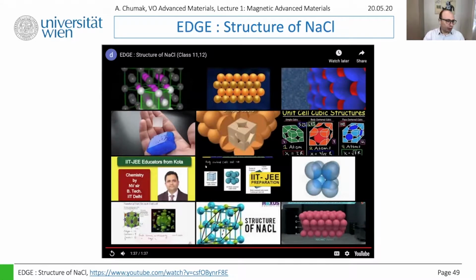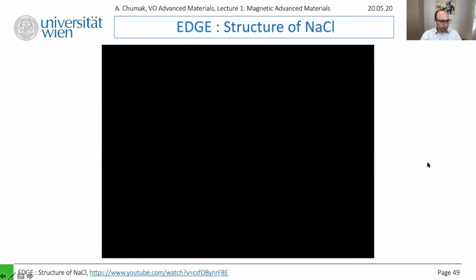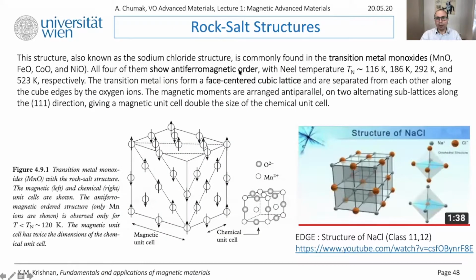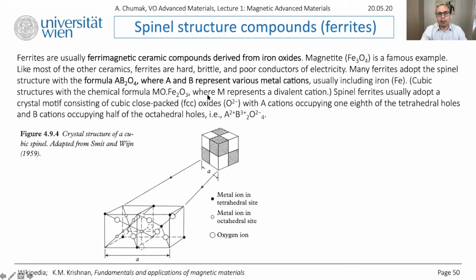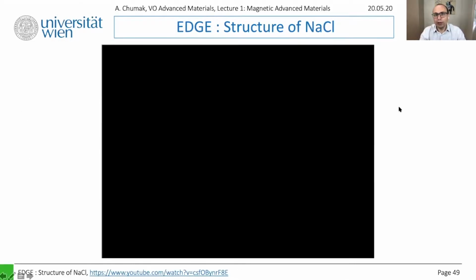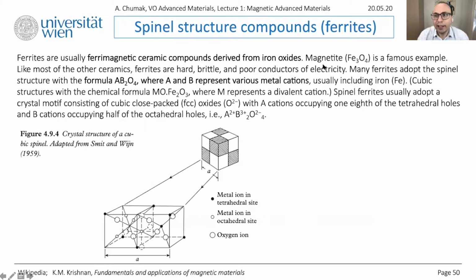Okay, so that was it about the crystallographic structure of these materials, which we name rock salt structures. And we are moving to the next. The next structure is spinel structure compounds, also known as ferrites. Ferrites are used a lot in our applications, microwave and so on. And therefore, let's speak about them.